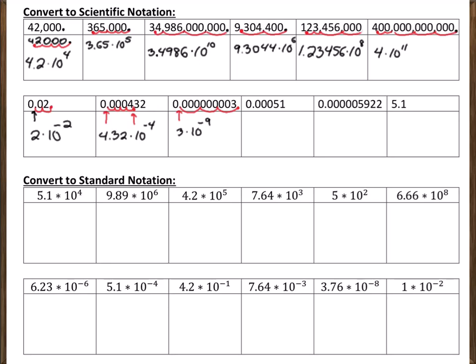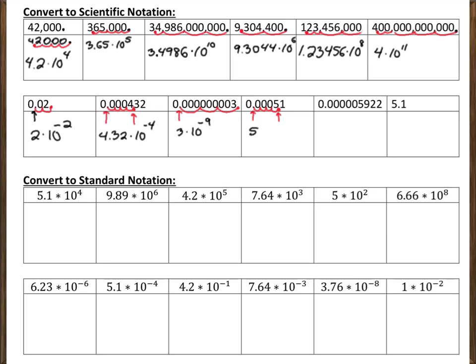Okay, then we have 0.00051. As you can see, the decimal point is starting right here. It needs to land between the 5 and the 1, so that we can make it be in proper scientific notation. So that's 1, 2, 3, 4 spaces.